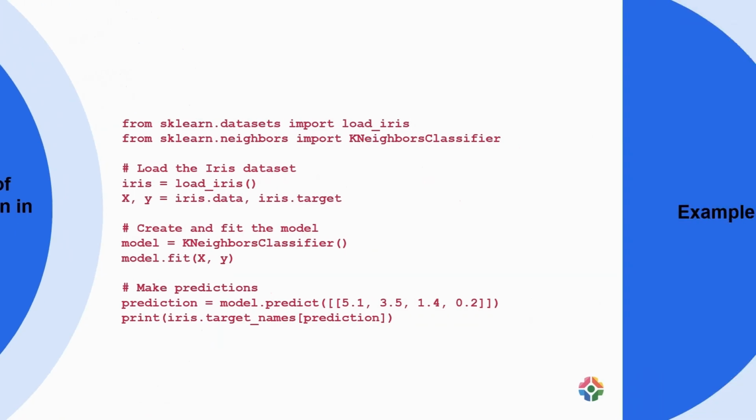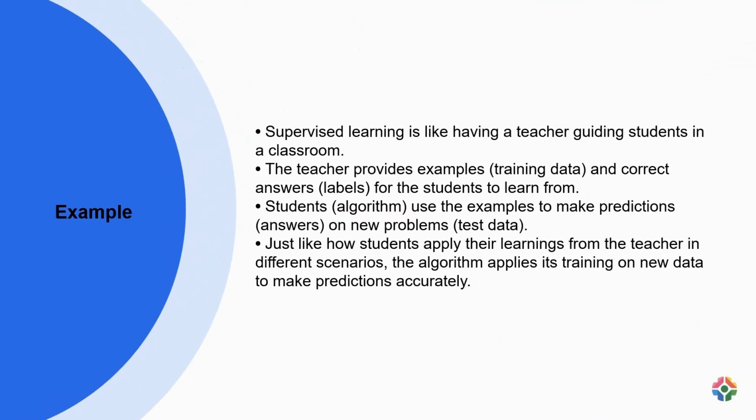Supervised learning is like having a teacher guiding students in a classroom. The teacher provides examples, training data, and correct answers, labels, for the students to learn from. Students' algorithm use the examples to make predictions, answers, on new problems, test data. Just like how students apply their learnings from the teacher in different scenarios, the algorithm applies its training on new data to make predictions accurately.